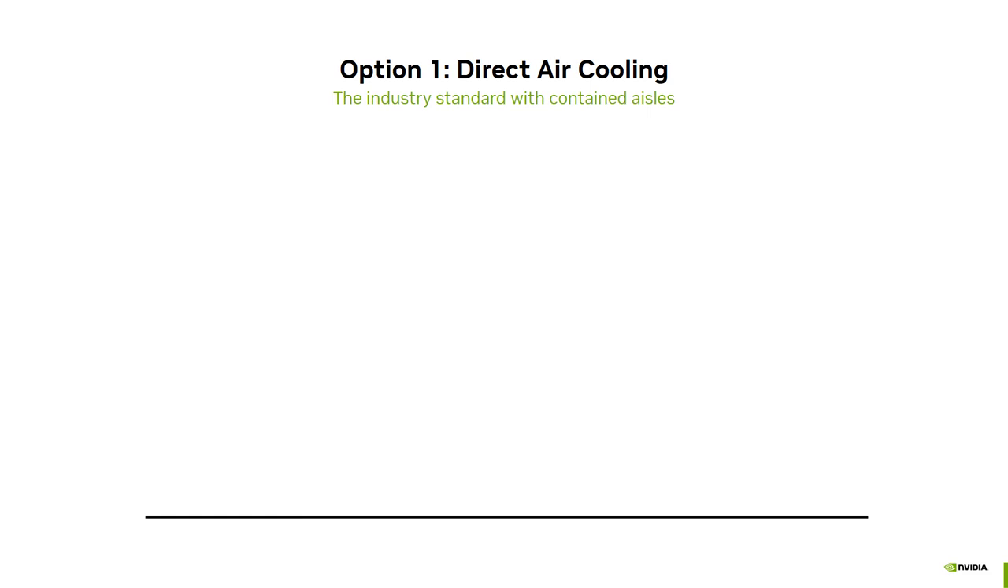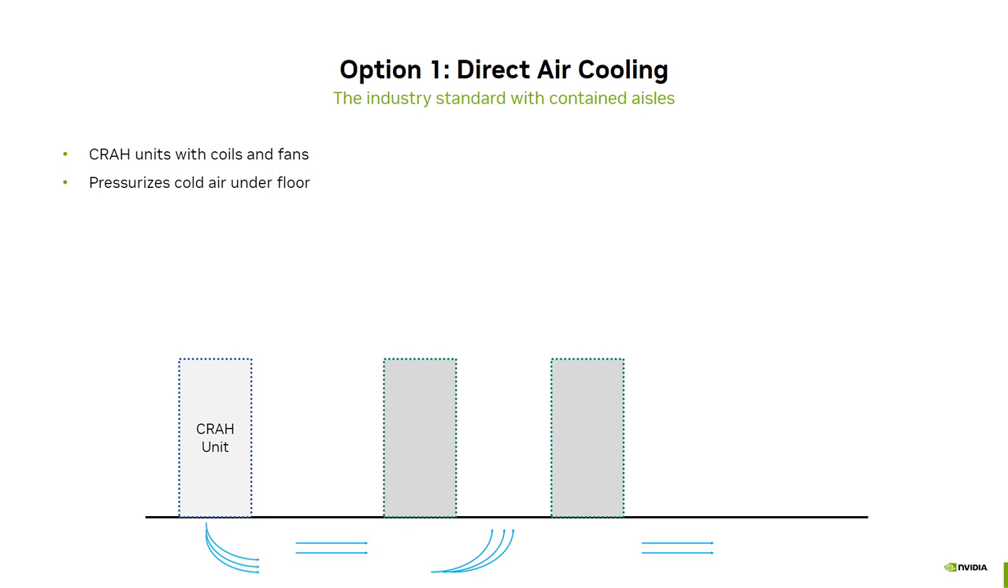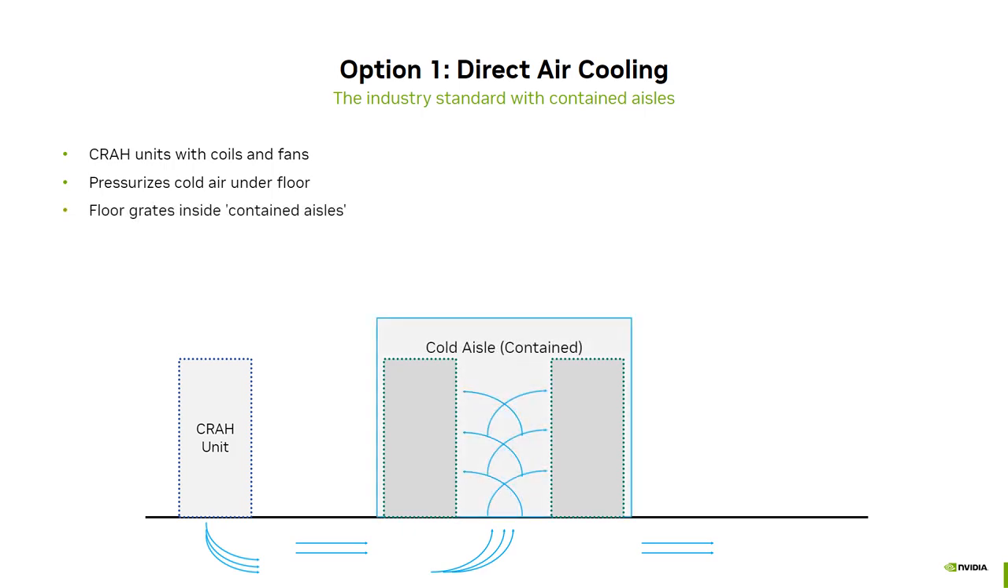Let's consider direct air-cooled systems. The steps involved in this process are as follows. Computer room air handling units, or CRAHs, use chilled water circulated through coils with large fans to blow the hot air over the coils to absorb the heat. The fans in the CRAH units pressurize the cold air under the server room floor to distribute the air to all the systems and racks around the room. Floor grates inserted in the raised floor inside the contained aisles allow the cold air to circulate in front of the racks on both sides of the aisle.